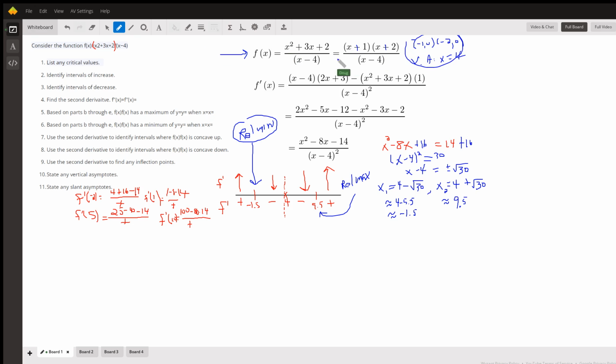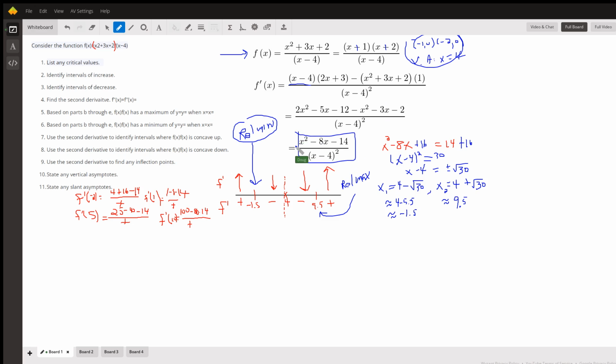Now we can use the first derivative to find out where we have intervals of increase and decrease and where we have relative mins and maxes. So we're going to use the quotient rule, denominator times the derivative of the numerator minus the numerator times the derivative of the denominator, all over the denominator squared. And if you use FOIL, remove parentheses, combine similar terms, this is what you get.